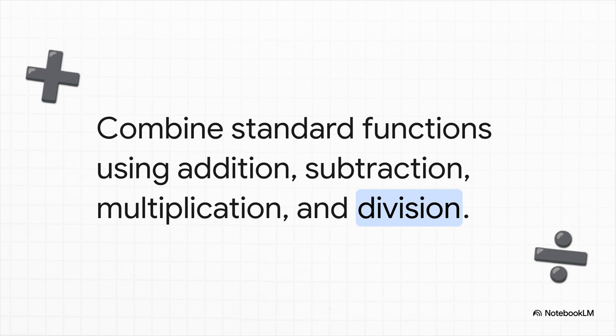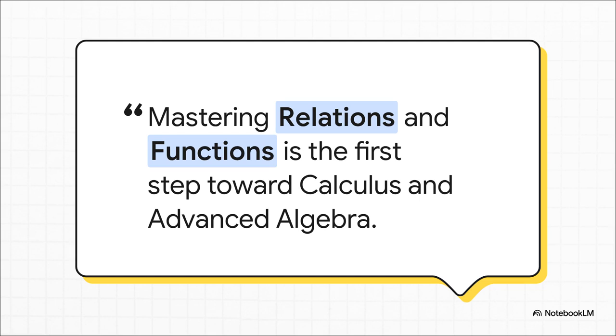The only hard rule here? For division, your denominator, g of x, absolutely cannot equal 0. You already know from earlier grades that you can't divide by 0. And yeah, that rule strictly applies to functions too. Once you get the hang of these 4 operations, you can combine any standard real functions together to model just about anything. And that brings us to the finish line for Chapter 2.